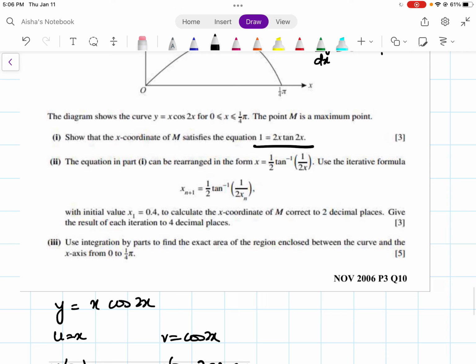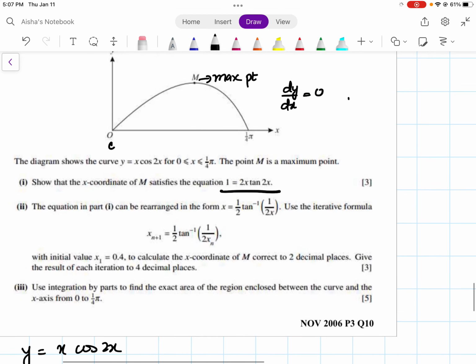Next is the equation in part 1 can be rearranged in the form given, with the initial value, to calculate and give the result of each iteration. Now this is clearly iteration that you have to do, nothing else. The first value of x can be 0 or can be pi by 4. Now it was not given in the question, but the diagram has been given, so from the diagram you can assess that.